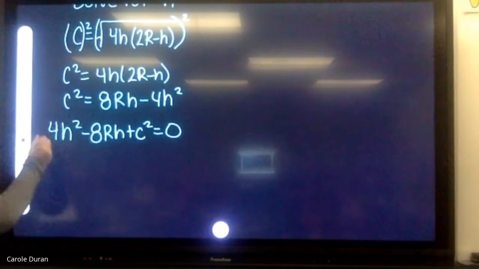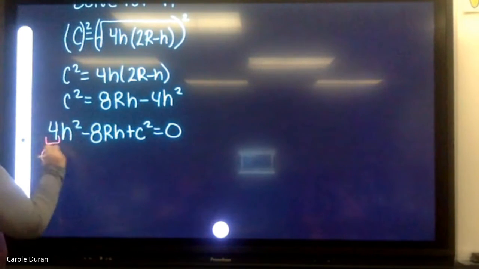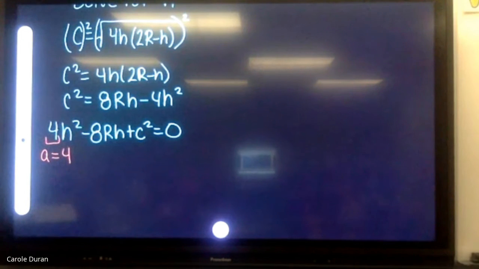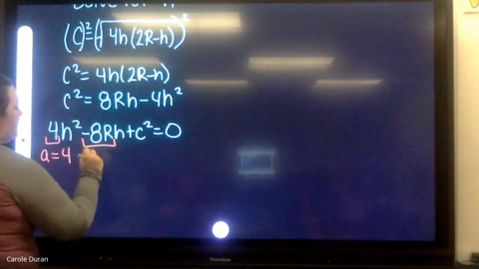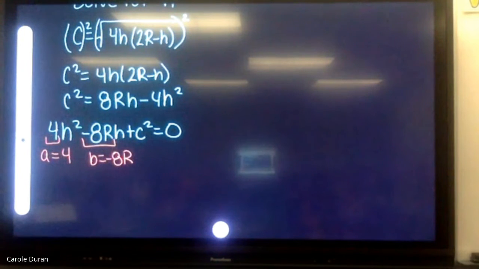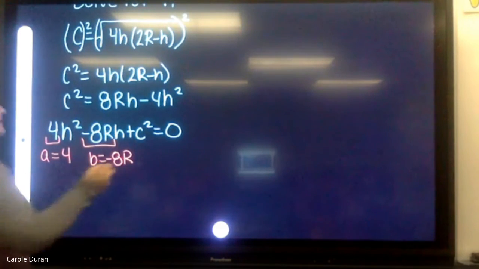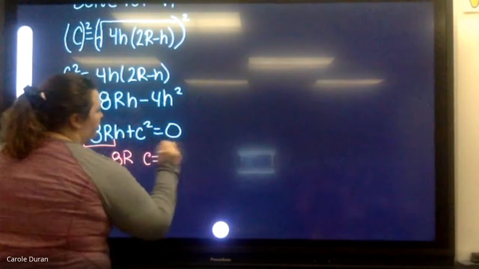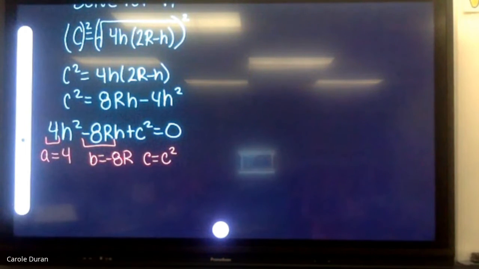So on my h squared term, my a value is 4, because that's everything that's not an h. On my b term, which is my h term, the negative 8r is my b. And my constant at the end has no h's at all, which means that c squared is that constant term c. So using those a, b, and c, I'm going to plug it into the quadratic formula and solve.